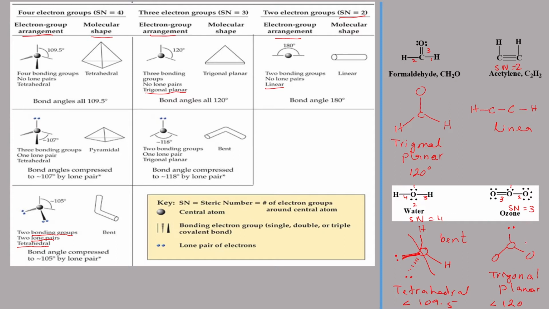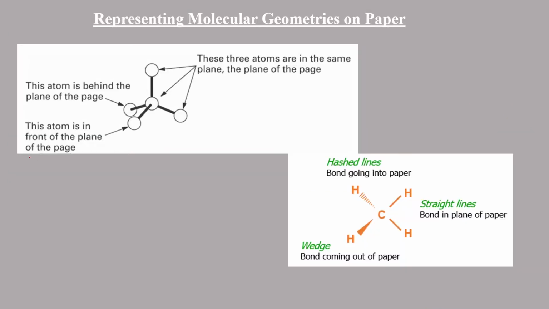Shape, when you are giving the shape of the molecule, you are going to ignore this part, and this bottom part, the shape is bent. Let's see how to represent molecular geometries on paper.